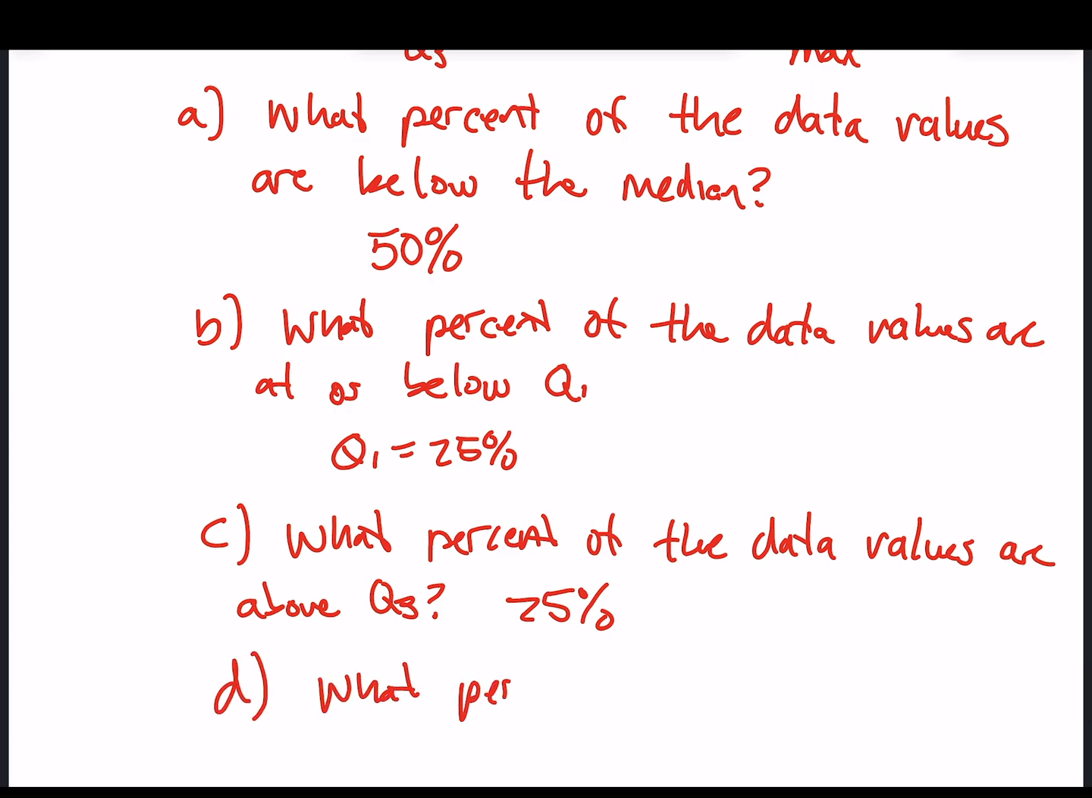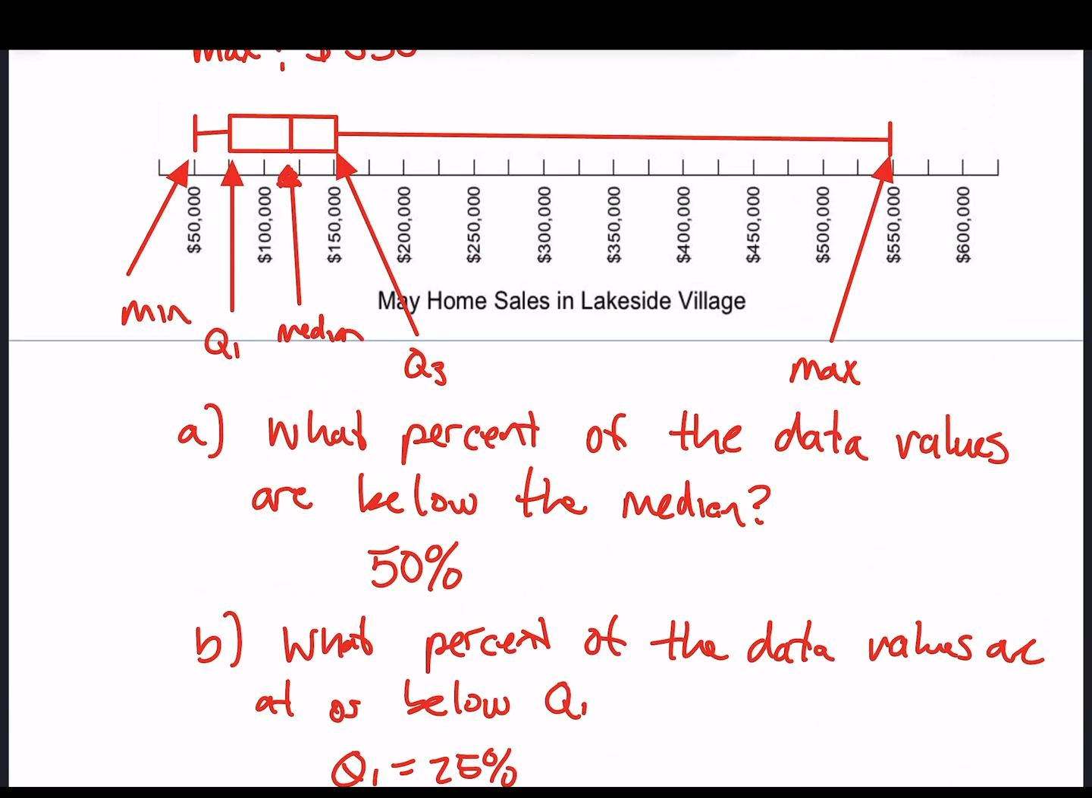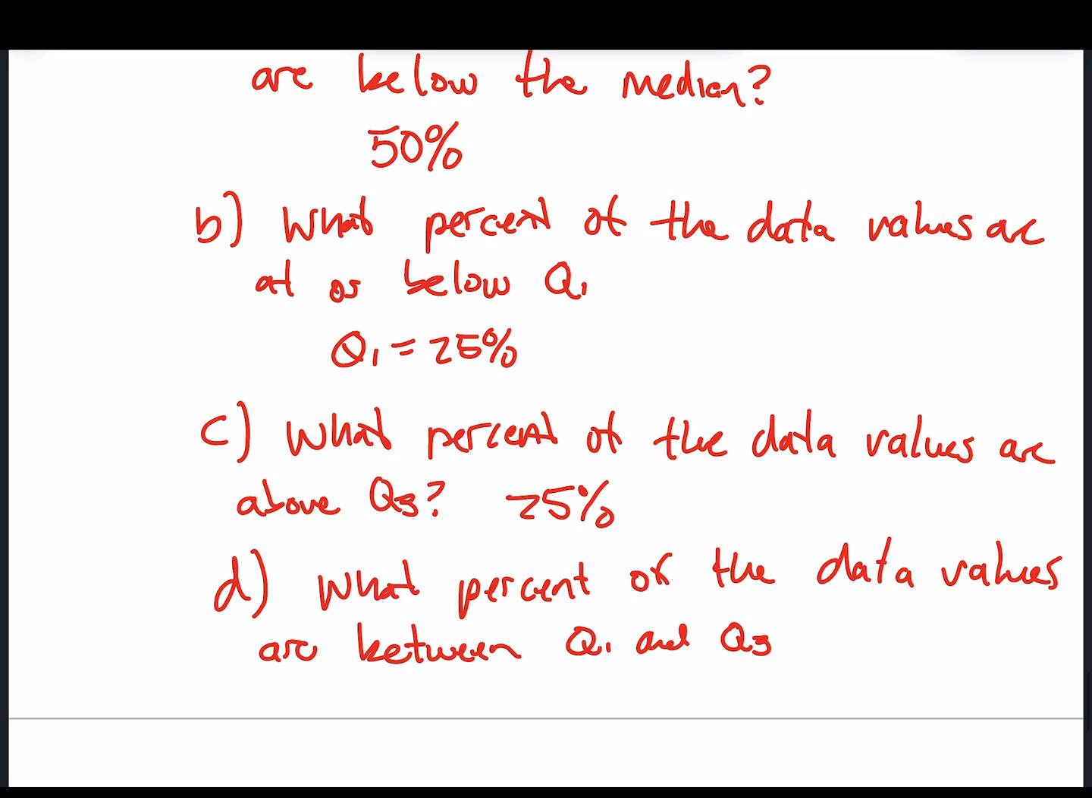And finally, our last question is, what percent of the data values are between Q1 and Q3? We'll go back up to our picture here. From here to here, this is the first quartile, this is the third quartile. So we have two quartiles in between those, and a quartile is 25%, so two quartiles is 50%.